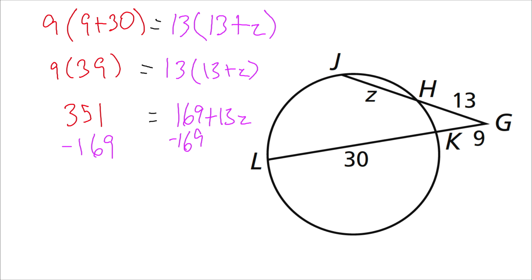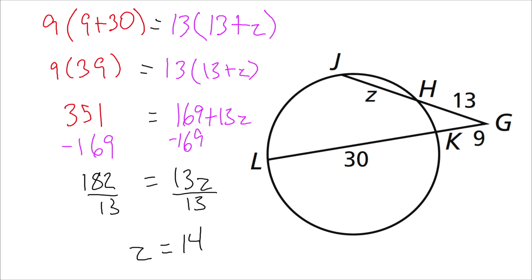And I know we all know what 351 minus 169 is off the top of our head, but I'm going to give you all a chance to think about it and realize that that number is 182. That's going to equal 13z, at which point we would divide by 13. And when we divide 182 by 13, we end up actually getting that z equals 14. So there we go. That's actually that answer.